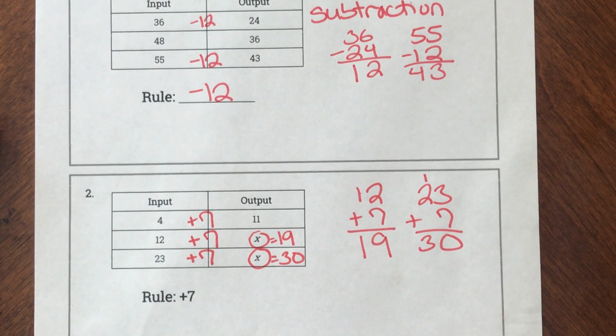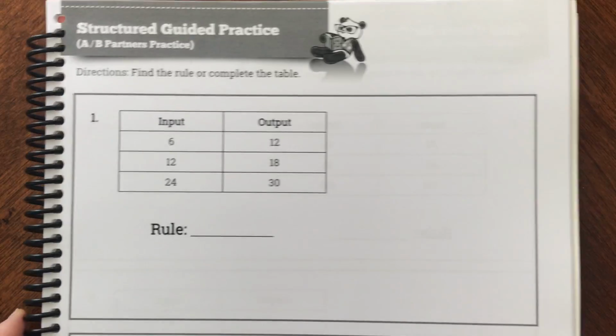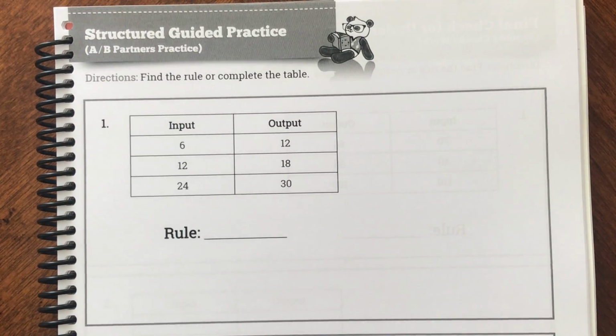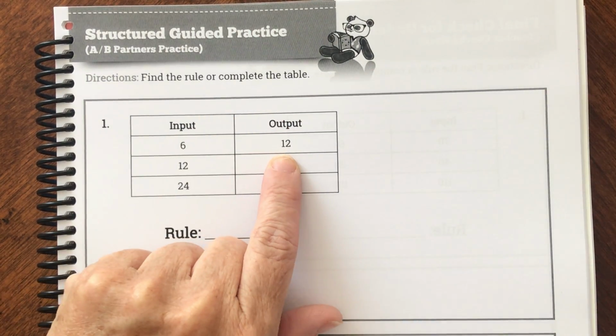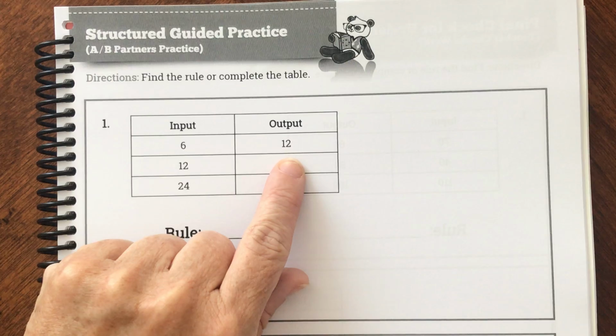Okay, let's try some of those together. So we are on page 250. And here is our first one. It looks like this, and it says they want us to solve the rule here. So let's think about this. They put in a 6 and it spit out a 12. So my number got larger.